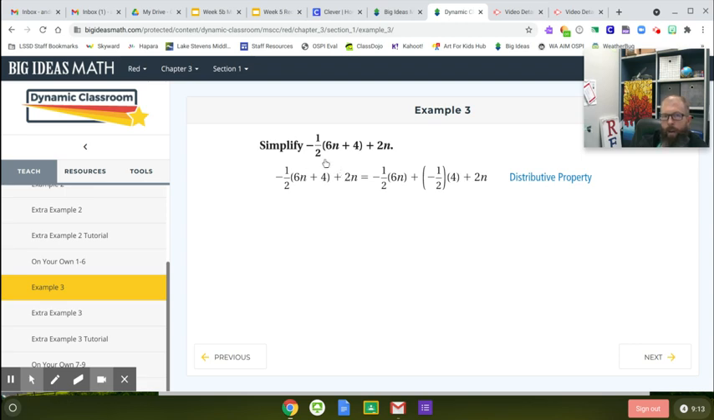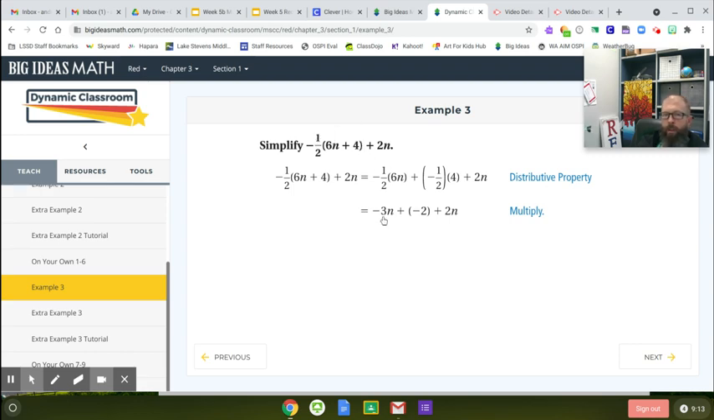So now distributive property, what they did was negative 1/2 n times 6n. So this times this, plus negative 1/2 times 4. So this times this. So you have to make a rainbow. I like to make an arrow from here to here and from here to here.